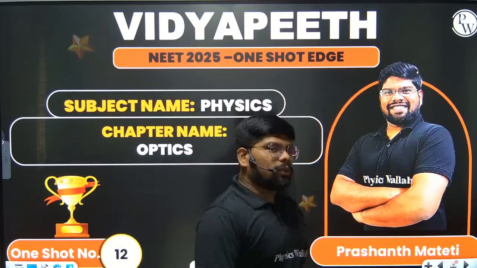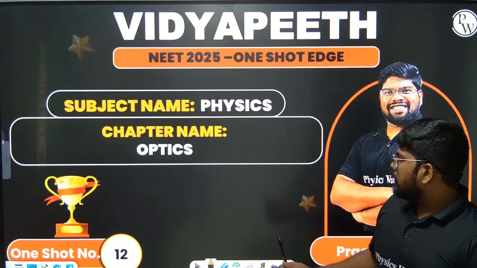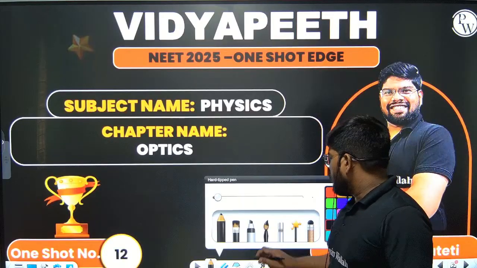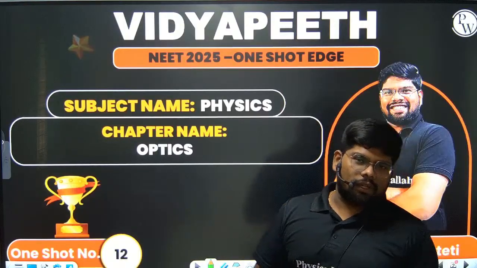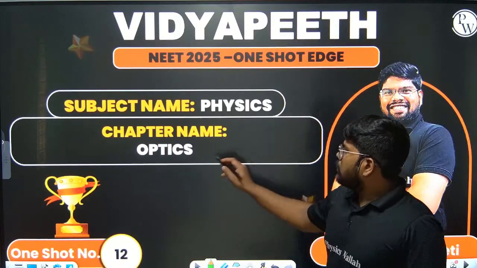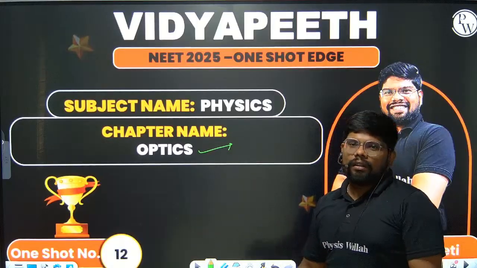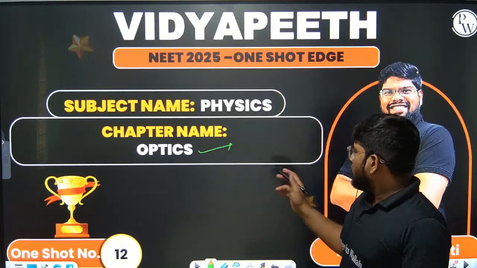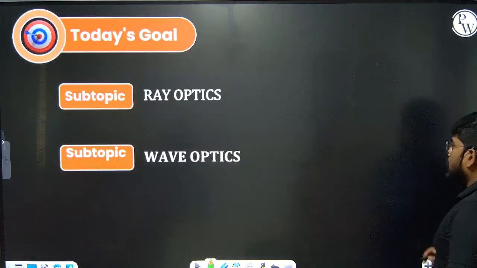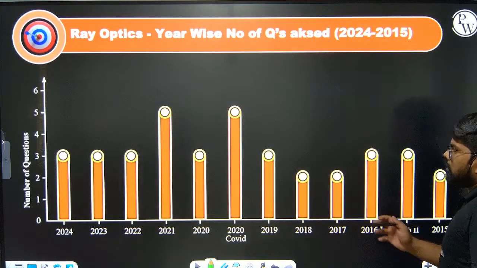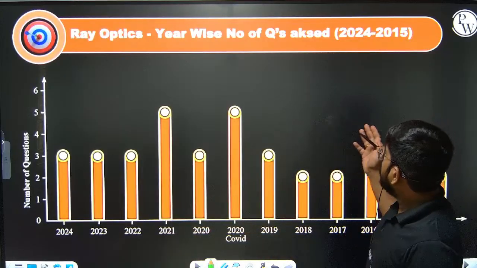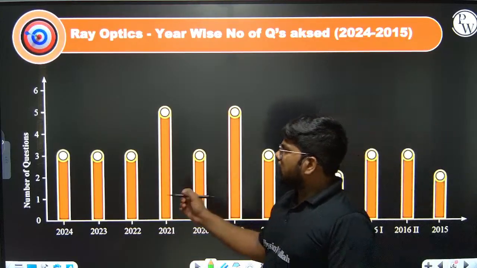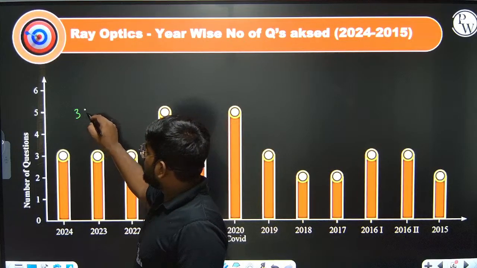Today we'll be continuing the optics topic, which is a very high scoring topic. In physics, you'll be learning mechanics, thermodynamics, electromagnetics, but sometimes students generally do not focus much on optics. We will see what the expected number of questions is. If you see in ray optics in the last few years, like 2014 to 15, on average we're getting at least 3 questions.